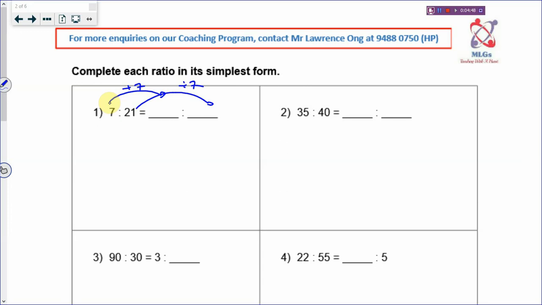Some of the teachers may draw arrows to show how to simplify. So you divide by 7, and 7 divided by 7 is 1, and then 21 divided by 7 will be 3. That's one way, you can point the arrow.